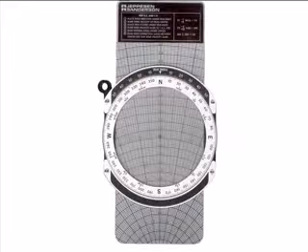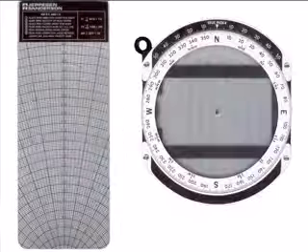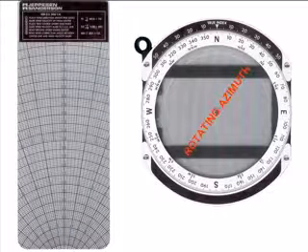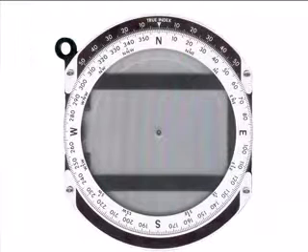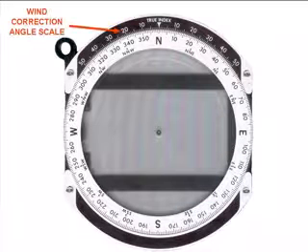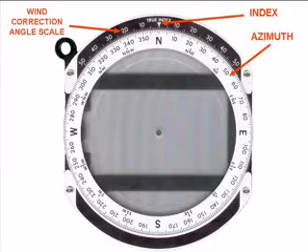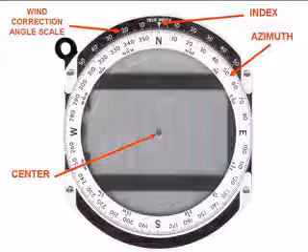The wind side. The wind side consists of two parts: the rotating azimuth and the sliding grid. The parts of the rotating azimuth side are the wind correction angle, which is used to determine the wind correction angle and adjust the aircraft heading accordingly; the true index, the azimuth, and the center.